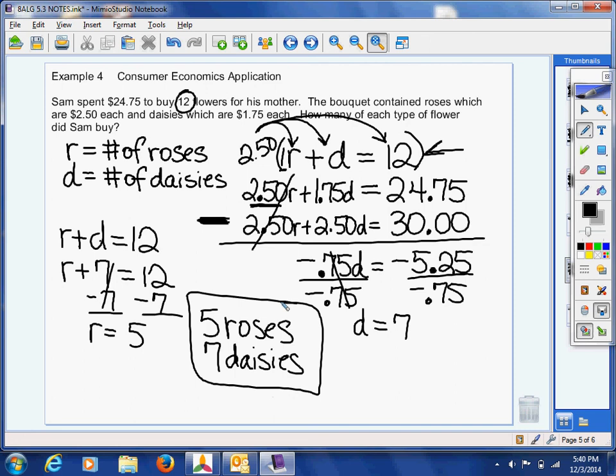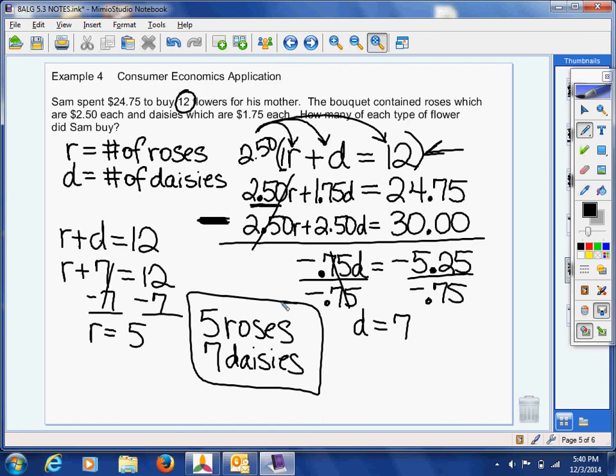So the hardest thing is recognizing that it's going to end up being a system of equations. A lot of people see the one equation, but they don't see the other equation. So remember, the first equation, or one of the equations, is how many of each kind of flower do we have? R plus D is 12. The second equation, well, how much do they cost and how much should I spend? And then you can solve it.